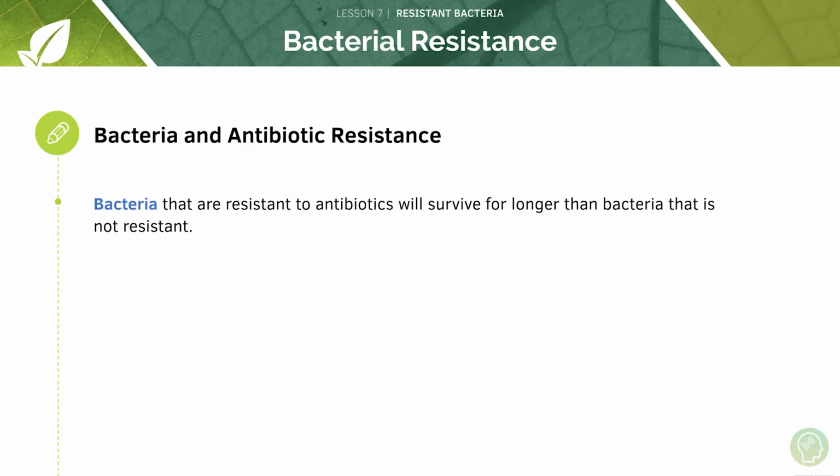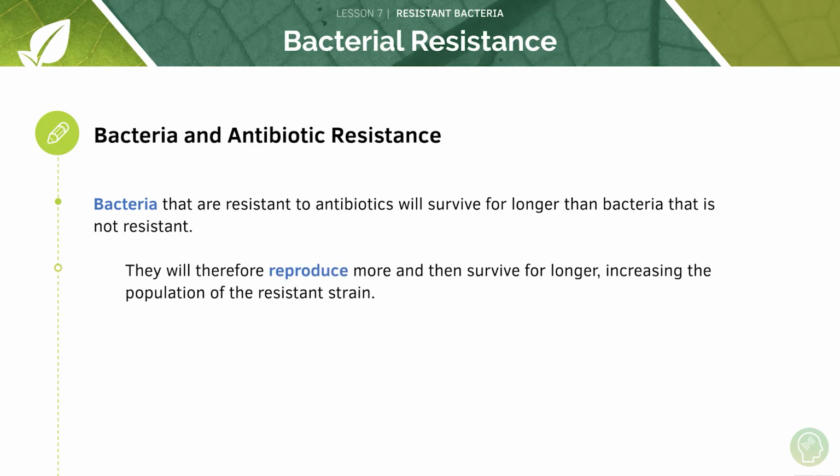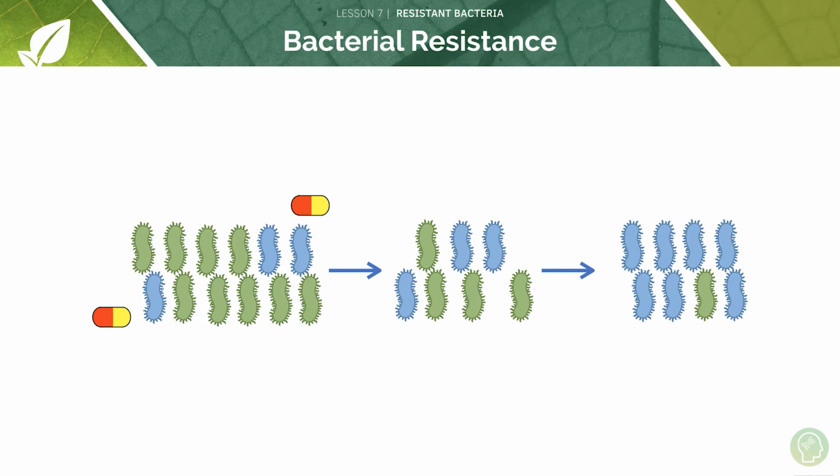So bacteria that are resistant to antibiotics will survive for longer than bacteria that is not resistant. They will therefore reproduce more and then survive for longer, increasing the population of the resistant strain. Now, as the bacteria is resistant, it will survive for longer due to the lack of immunity and treatment and reproduce more and more. This means that this kind of bacteria will spread quickly.